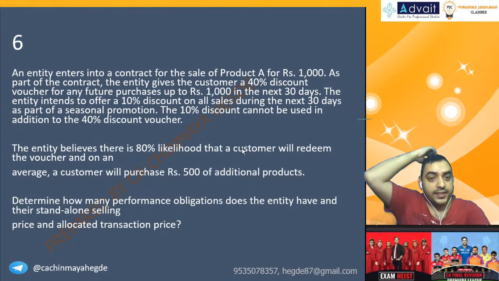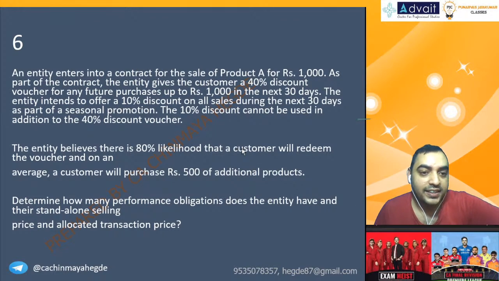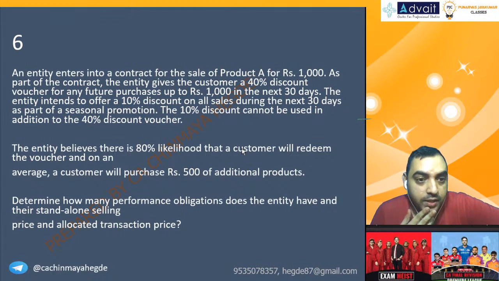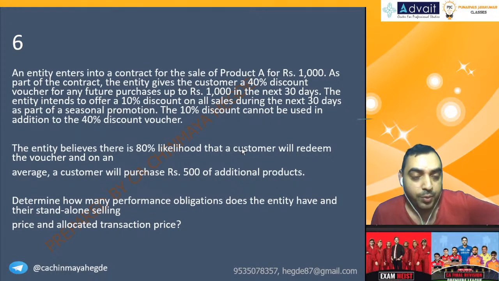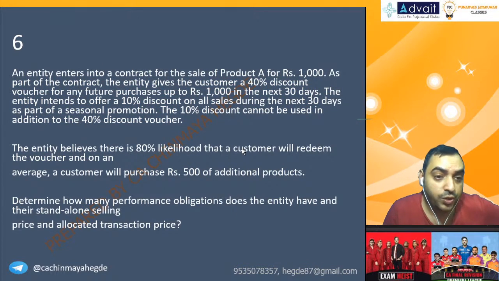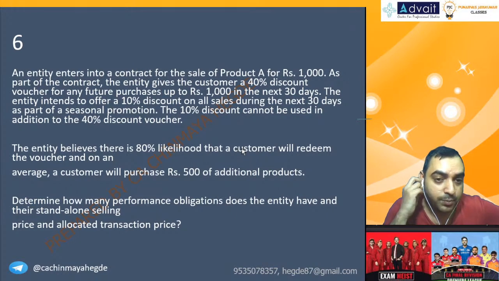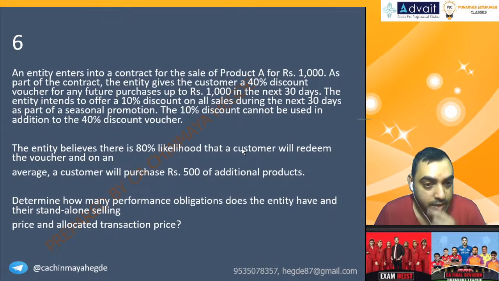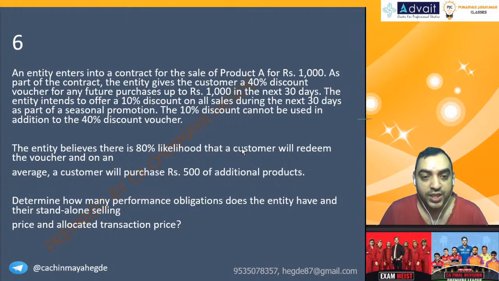Okay. An entity enters into a contract for the sale of product A for rupees 1,000. As part of the contract, the entity gives the customer 40% discount voucher for any future purchases up to 1000 in the next 30 days. The entity intends to offer 10% discount on all the sales during the next 30 days as a part of seasonal promotion. The 10% discount cannot be used in addition to 40% discount voucher. The entity believes that 80% likelihood that customer will redeem the voucher, and on an average, a customer will purchase 500 on additional product. Determine how many performance obligation does the entity have, and there are standalone selling price and allocated transaction price.